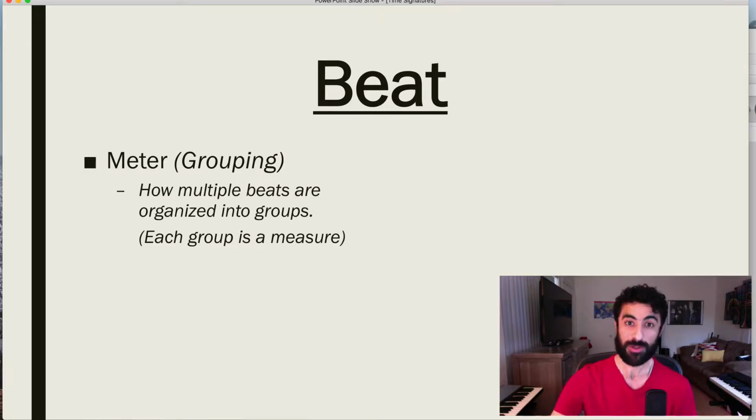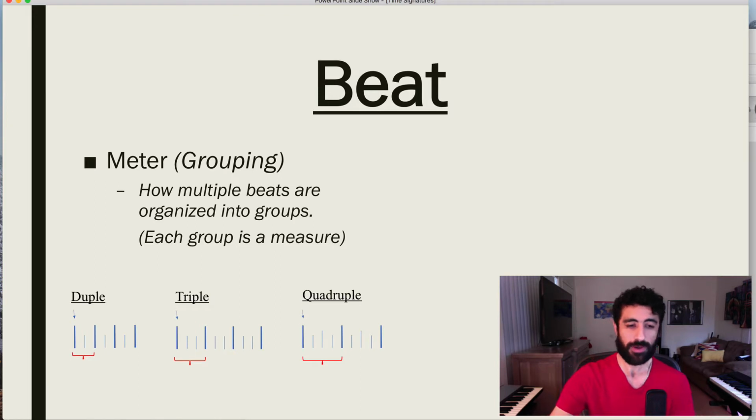In order to get a little more technical, let's talk about some of the terms that we use to describe these characteristics of rhythm. When we're talking about grouping, we refer to the meter, and that is how multiple beats are organized into groups. And each one of these groups is going to be a measure. If each group, aka measure, has 2 beats, we call it duple. If it has 3 beats, we call it triple. And if it has 4 beats, we call it quadruple.